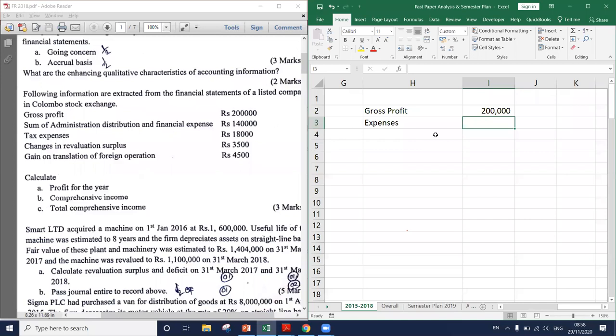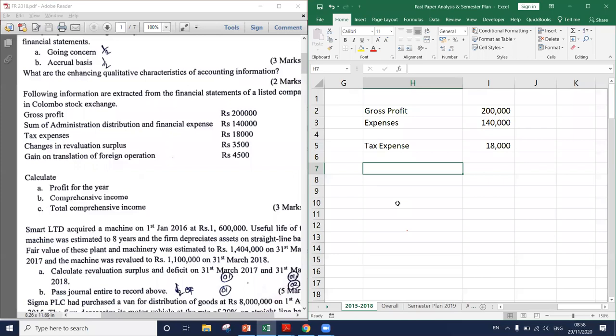The sum of these are 140,000, right? 140,000 expenses. Tax expense is 18,000. Right. Tax expense is 18,000.